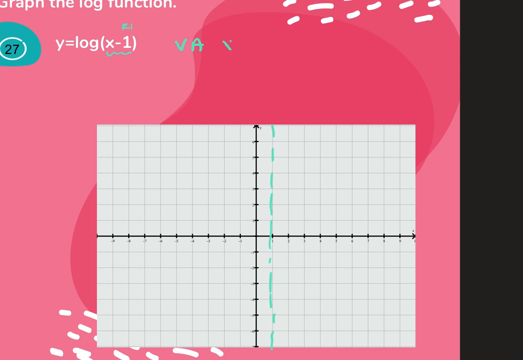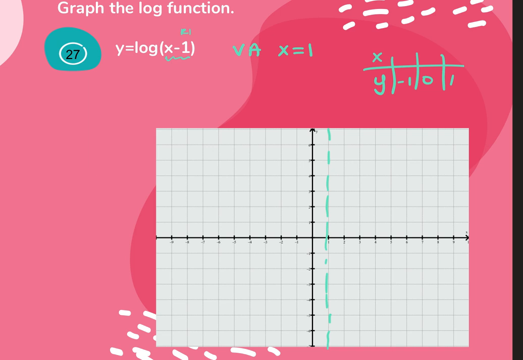So now I have a vertical asymptote at x equals 1. And this is going to point to the right. So my domain's also going to shift, but you'll see that in a second. Now I can do it on my t-chart. I can plug in negative 1, 0, and 1.